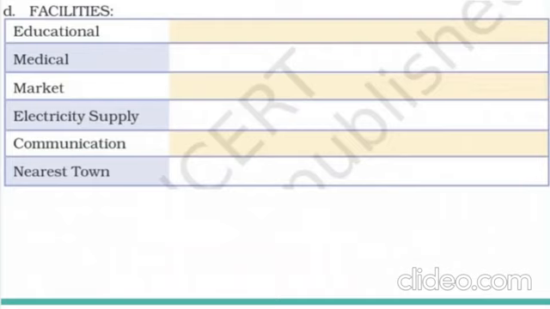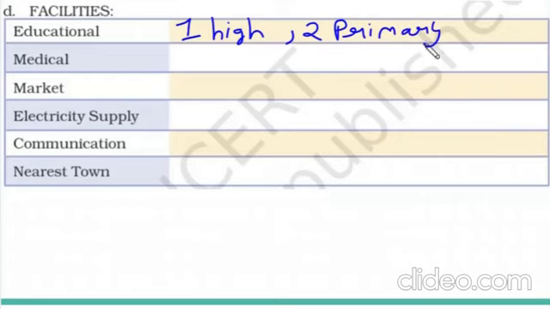Continuation is about the facilities: education, medical, market, electricity, communication, and the nearest town. Now, first one is educational. As I had said, there are three schools in Palampur. There is one high school and two primary schools. Two primary schools and one high school.